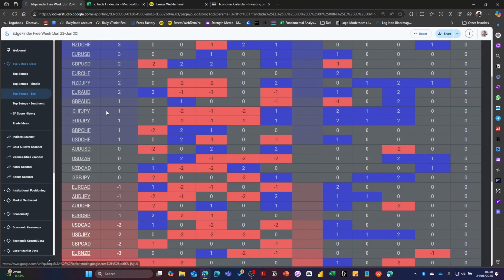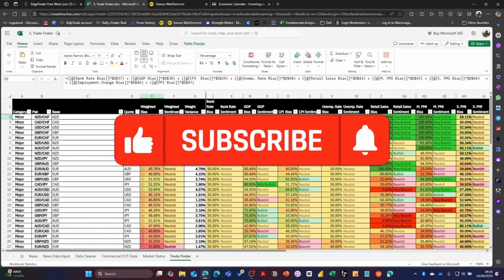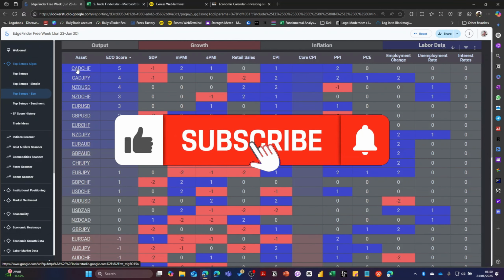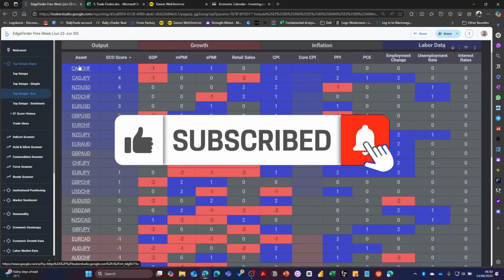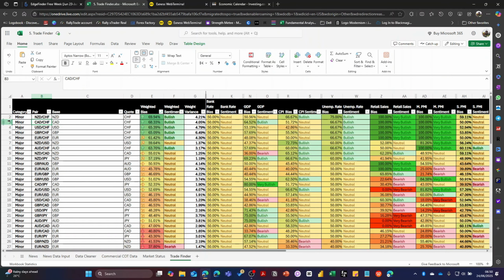For example, you can see as of yesterday, my whole system is screaming against the Swiss franc, and here you can see the Canadian currency is doing very good against the Swiss franc, and over here you would see that is also my second best performing outlook.